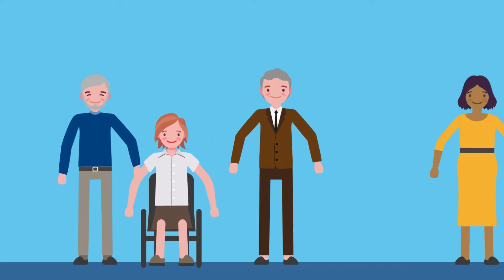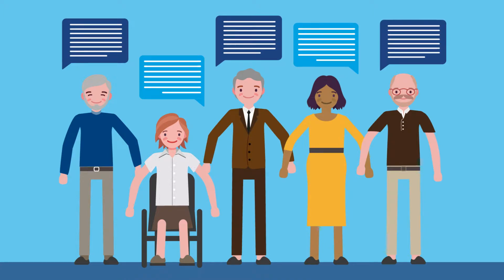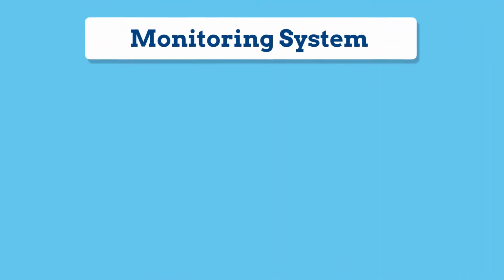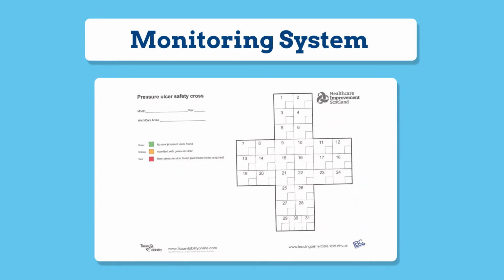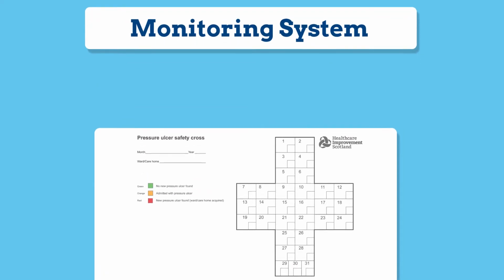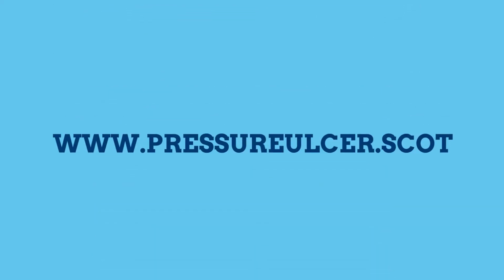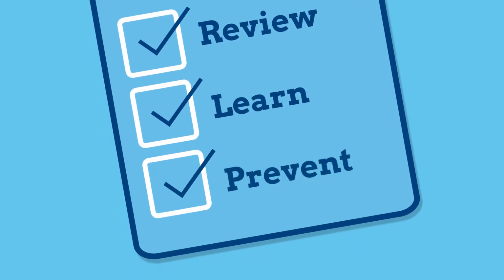If you notice an area of skin that you think could be a pressure ulcer developing, make sure you know who to inform in your care home, so steps are taken to prevent their skin breaking down further. Your care home should have a system to monitor pressure ulcers. A good example of this is the Pressure Ulcer Safety Cross. More information about the Safety Cross can be found at www.pressureulcer.scot. Your care home should have a system to review and understand why pressure ulcers occur. This will help everyone learn how to prevent pressure ulcers in the future.